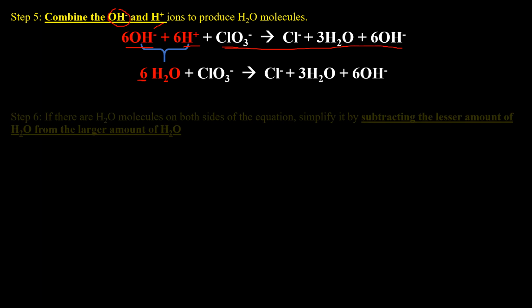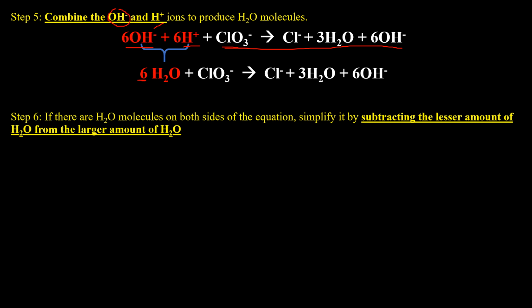After combining OH and H, there will be H2O molecules found on both sides of the equation. If there are already water molecules on both sides, you simplify by subtracting the lesser amount of water from the larger amount of water molecules. So the equation that we have now, after combining on the fifth step, is this. We have 6 molecules of water on the reactant side, and we also have 3 water molecules on the product side.